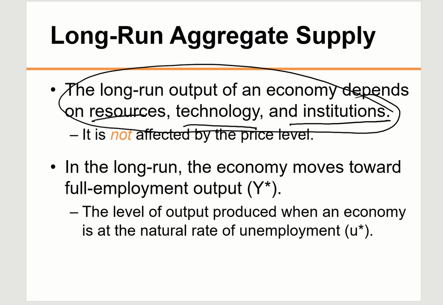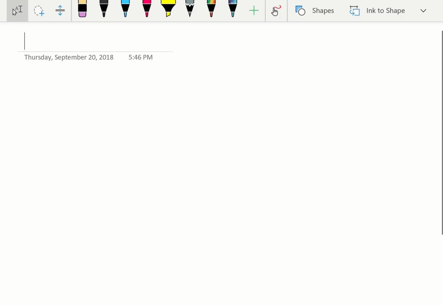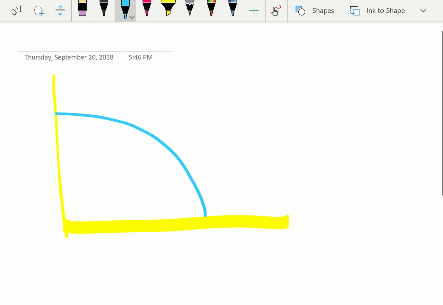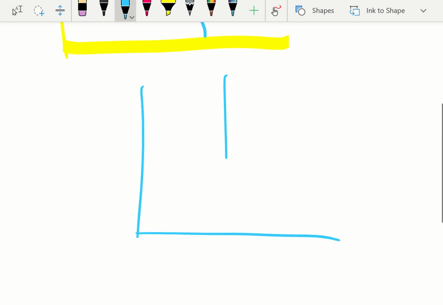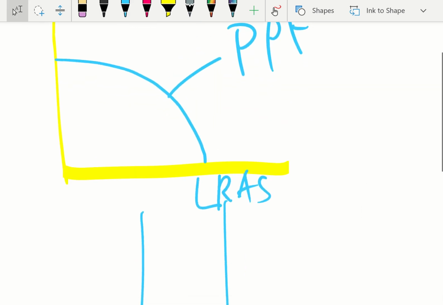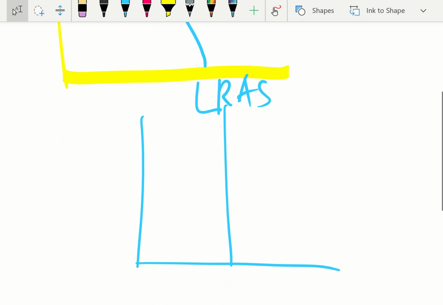And then guys, I want you to think back to something we learned at the very beginning of the semester. Remember something like this? Remember what this was called? Remember, this is called the PPF, right? Your PPF measures the potential production for the economy, how much the economy can produce. Your long run aggregate supply curve looks like this. It's a straight line, and this straight line is the same thing as your PPF that shows you what the potential output is for the economy.